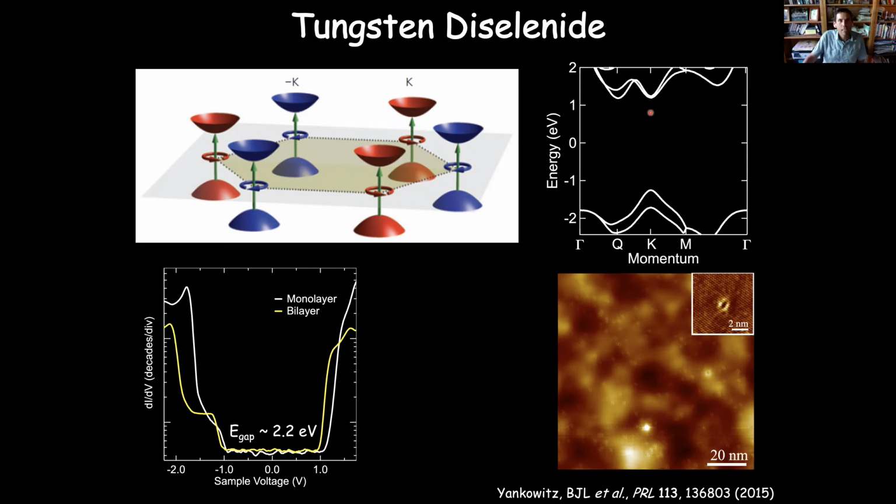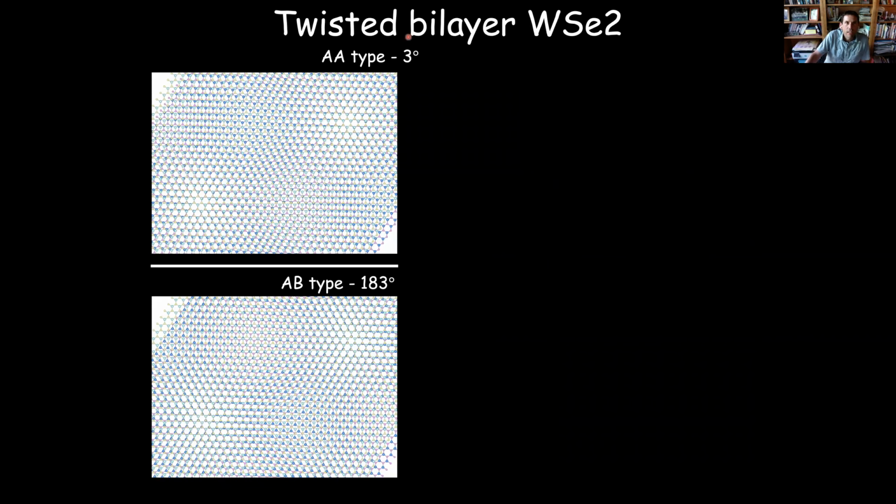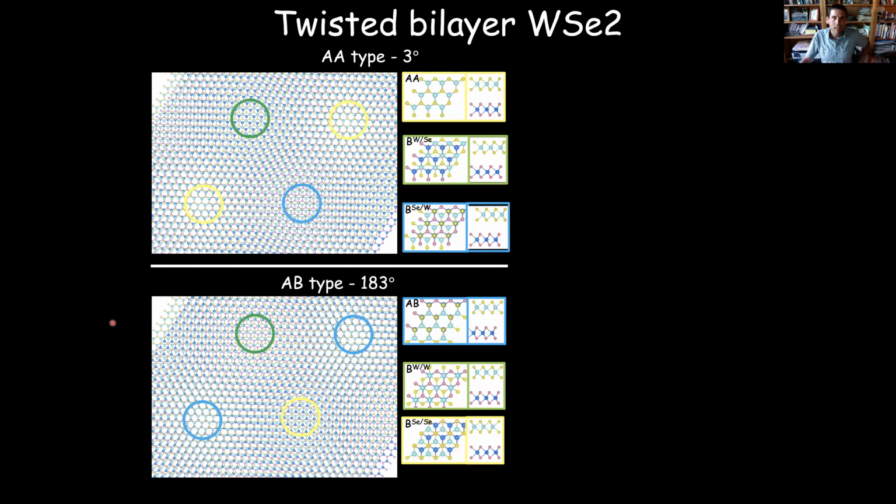Now, when you stack them on top of each other, as I just said, there are 2 different ways of doing it. There's this AA type stacking where they're directly on top of each other, or there's this AB where you rotate them 180 degrees from each other. So in these 2 cases, we have a 3-degree or 183-degree rotation. And when you do this, then there's a range of different high symmetry stacking configurations. In the yellow here, for example, you have the 2 lattices directly on top of each other, AA stacked. In the green, you have the tungsten above a selenium atom, or in the blue, you have the opposite. You have a selenium on top of a tungsten.